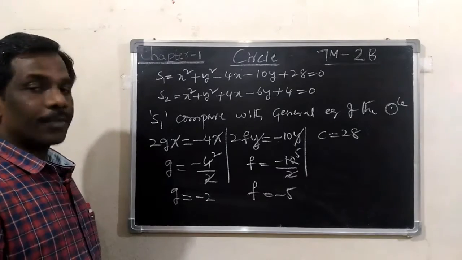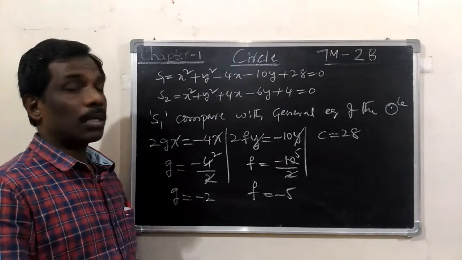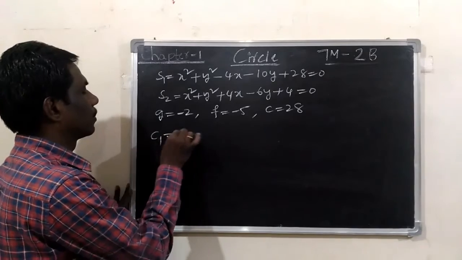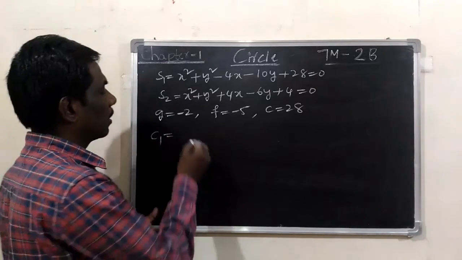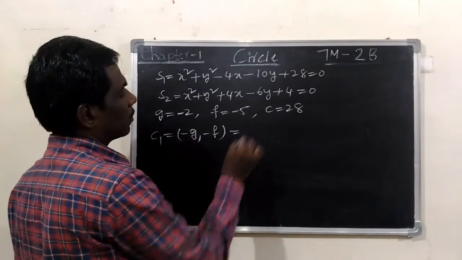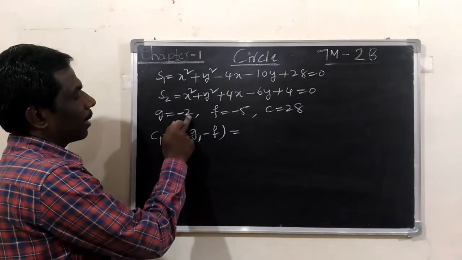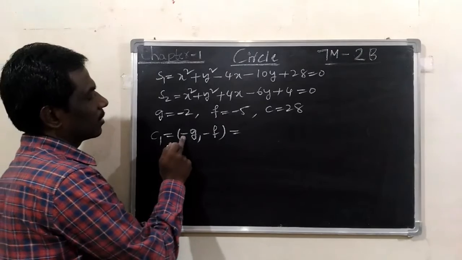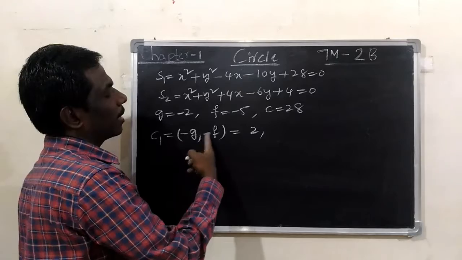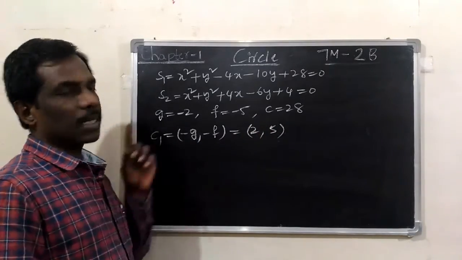Now with this g value, f value and c value, I am going to find C1 and R1. C1, the center, is in the form of minus g comma minus f. Substitute the g value and f value. g is minus 2, minus minus is plus, so 2. And f is minus 5, minus into minus is plus, 5. So 2 comma 5 is the first center.